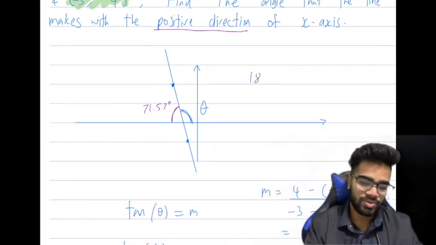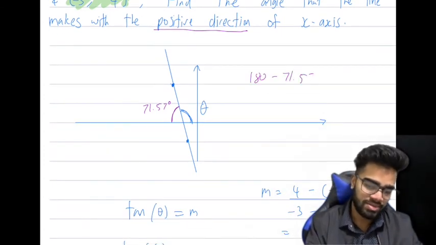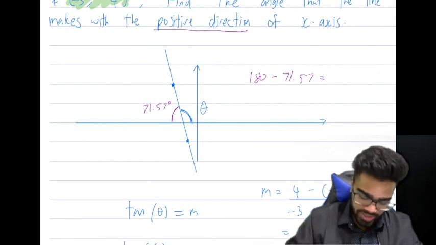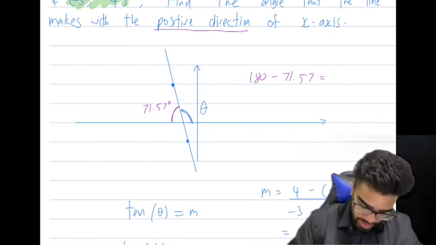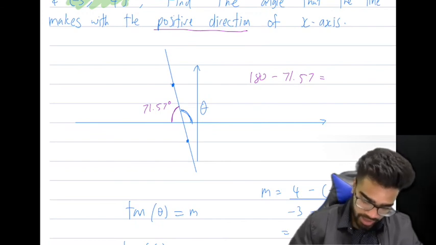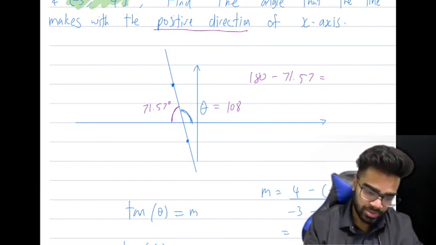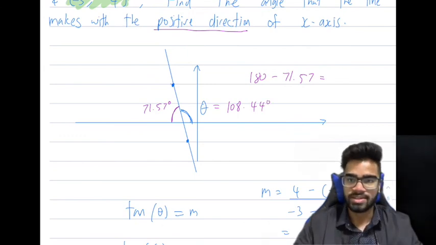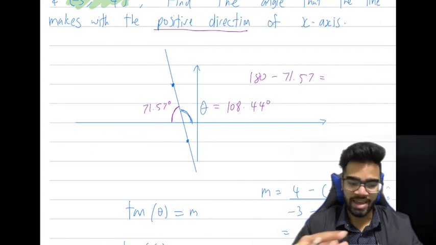Because the question is asking for the positive direction, that's the angle on the right side of the line, we have to do obviously 180 minus 71.57. So use your calculator. Make sure you use all decimal places, otherwise you are going to get rounding errors. So this theta is equal to 108.44 degrees.